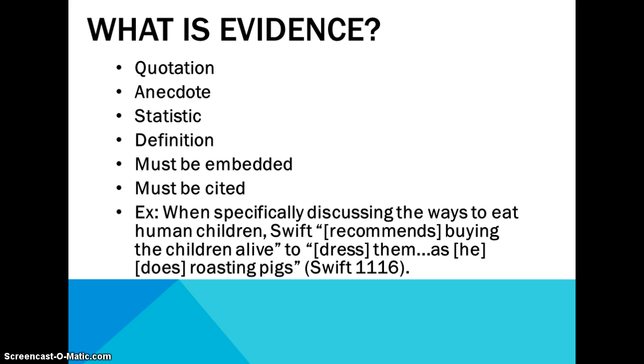All right, going back to our Jonathan Swift example, remember the topic sentence told us that we're talking about diction, and so here is an example of evidence in this same paragraph. It says, when specifically discussing the ways to eat human children, Swift, quote, recommends buying the children alive, end quote, to, quote, dress them as he does roasting pigs, end quote. And you can see the internal citation there with the author's last name and the page number. So notice that the writer has embedded the quote and has also given us that citation.